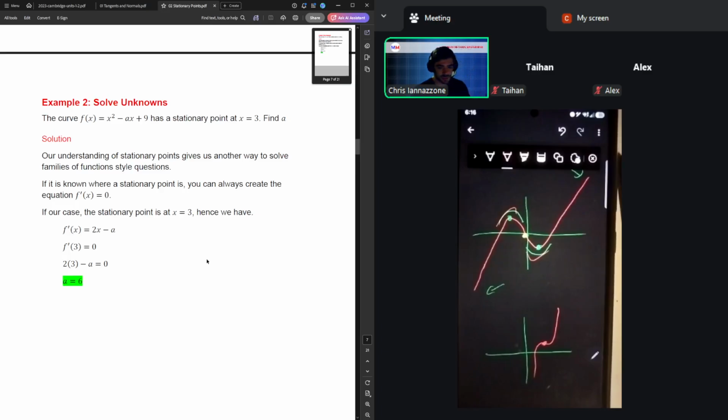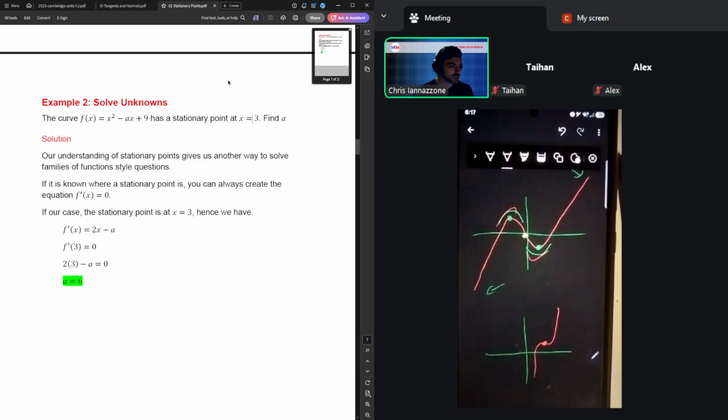The other kind of question isn't necessarily about finding stationary points, it's just using stationary point information to help you solve other related things. One of which I can solve is an unknown. So we have a curve that isn't fully known, you've got an a involved in there, but we're told that it has a stationary point at x equals 3. The information provided there is in two parts. One is that it's a stationary point, and one is the x coordinate of the stationary point.